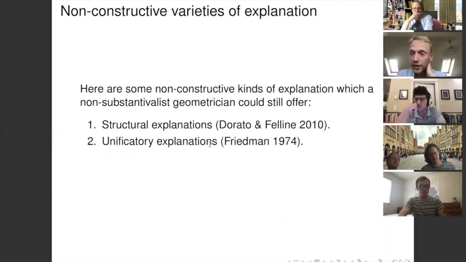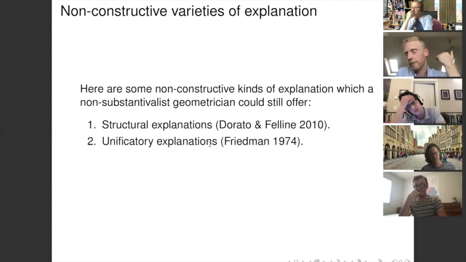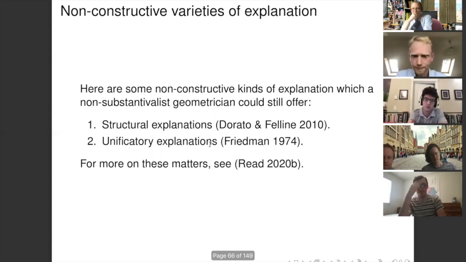Another kind of explanation would be a Friedmannian unificatory explanation. So the idea here is I have maybe loads of different matter fields which all manifest Poincaré symmetries. Well, those are all kind of bundled up in a Minkowski metric. I can just point to that object to explain in a unificatory way the behavior of all of these different matter fields, even if I don't actually believe that that piece of space-time structure is something out there in the world.